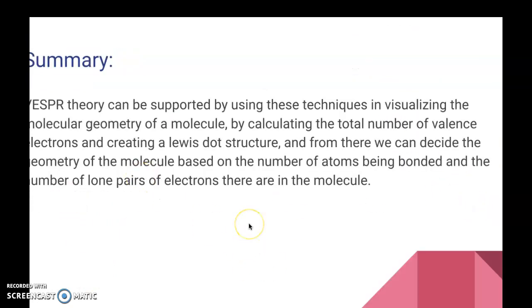So in summary, VSEPR theory can be supported by using these techniques and visualizing the molecular geometry of a molecule. First, by calculating the number of total valence electrons, and then creating a Lewis dot structure for those electrons in the bonding atoms to create our molecule. And then from there, we can decide the geometry of the molecule based on the number of atoms being bonded and the number of lone pairs we have in our molecule.